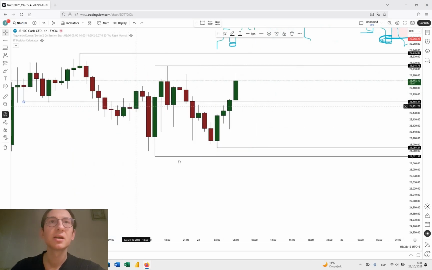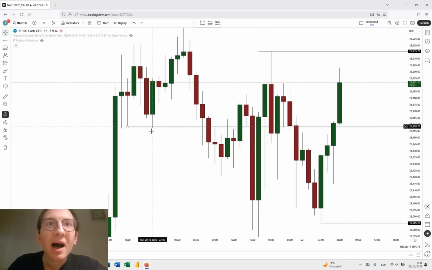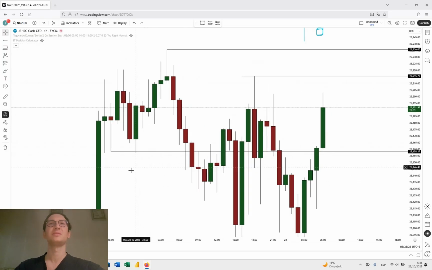Look here. Down, up, that's a low. What do we have here? A mini liquidity sweep. Price goes up. You see what I'm saying?